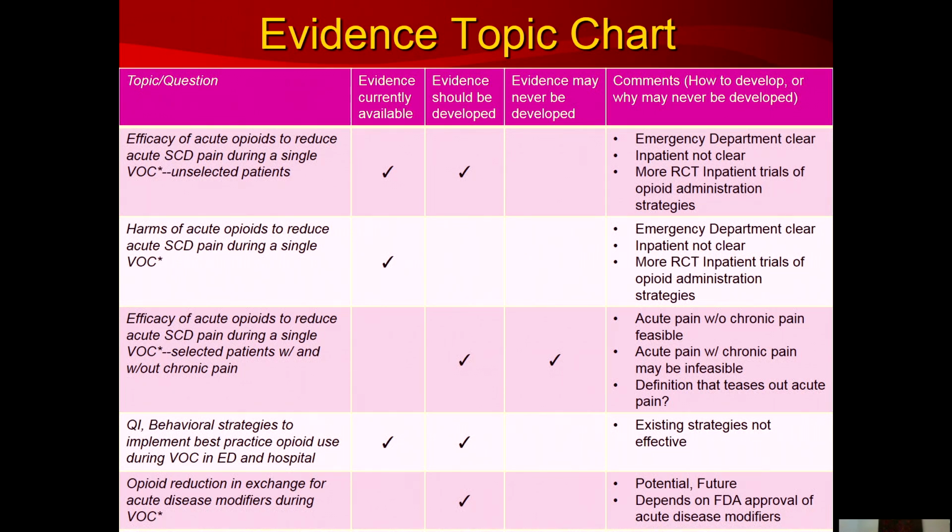of opioid administration strategies. I said that the efficacy of acute opioids to reduce acute sickle cell disease pain during single vaso-occlusive episodes in patients with or without chronic pain is an important distinction. This evidence has not been developed; all the evidence so far has not distinguished these patients. Acute pain without chronic pain was a clear pathway to go forward, whereas acute pain in the background of chronic pain studies might be infeasible because teasing out acute pain is so difficult.